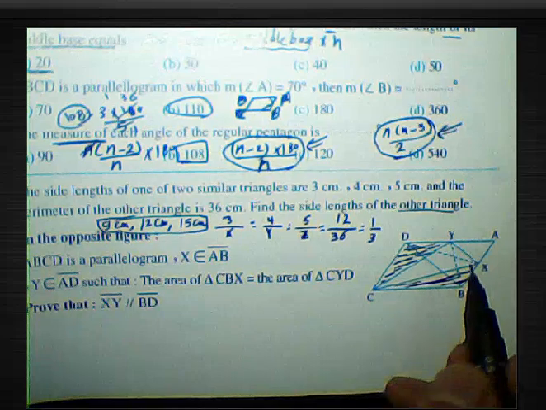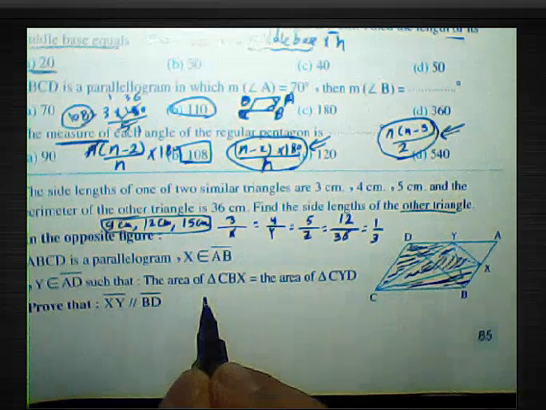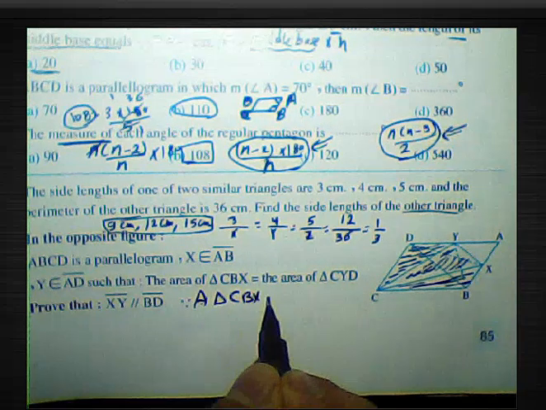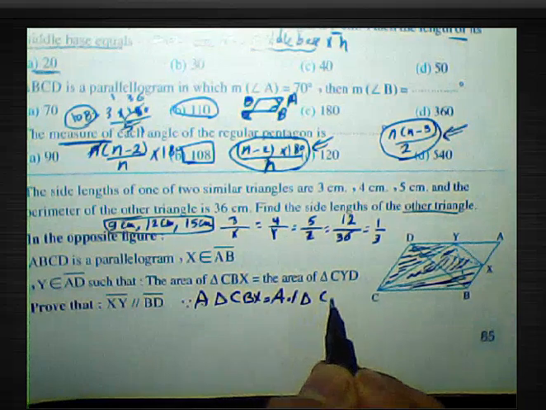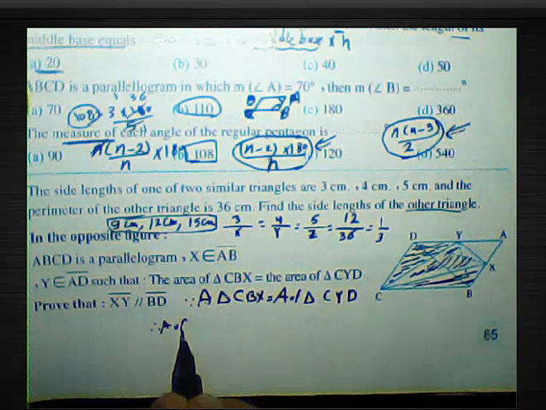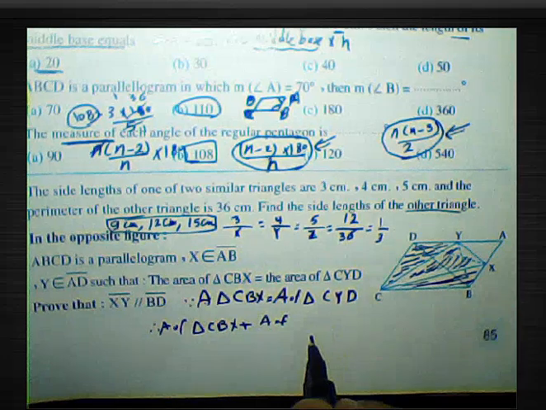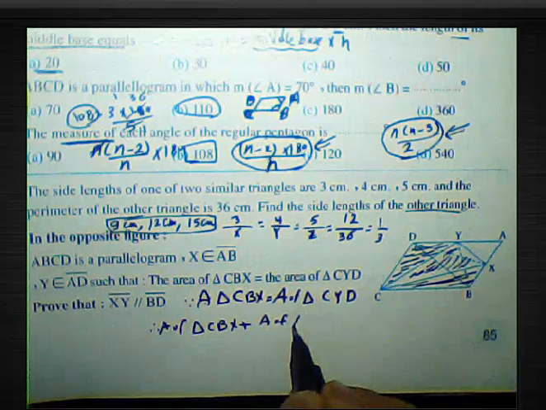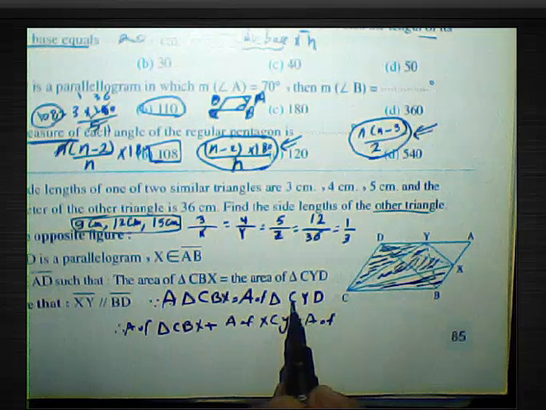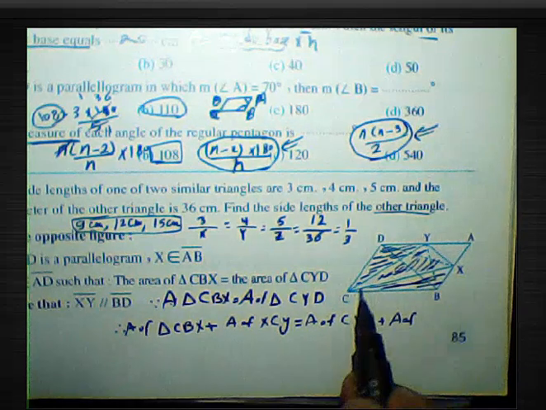To prove that, we must add a triangle to the first triangle and the second triangle, such that the area of triangle CBX equals the area of triangle CYD. We can add triangle XCY to the left hand side and the right hand side, then the area of triangle CBX plus the area of triangle XCY will be equal to the area of triangle CYD plus the area of triangle XCY.